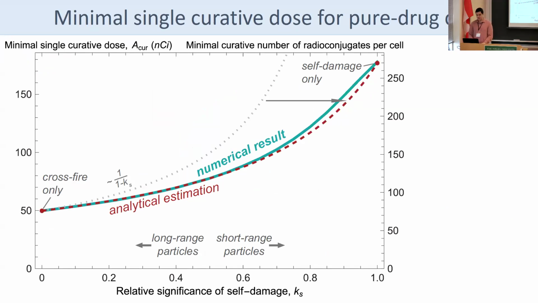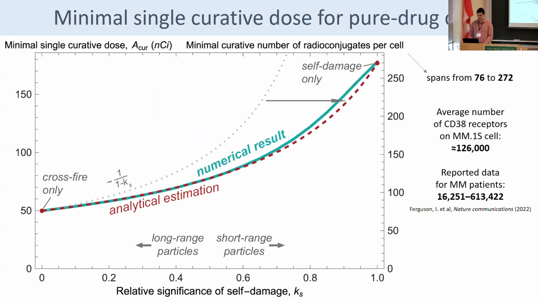So yeah, the curative dose, importantly, and this might be important for clinics, can be converted into the number of radioconjugates initially residing on each cancerous cell that eventually will lead to cure. And this number spans from about 76 to 270, which is much smaller than the average number of CD38 receptors on multiple myeloma cells that we use in experiments.